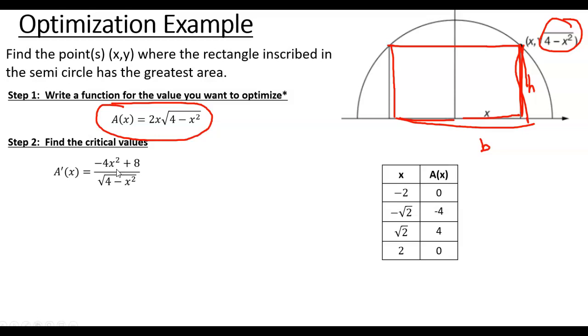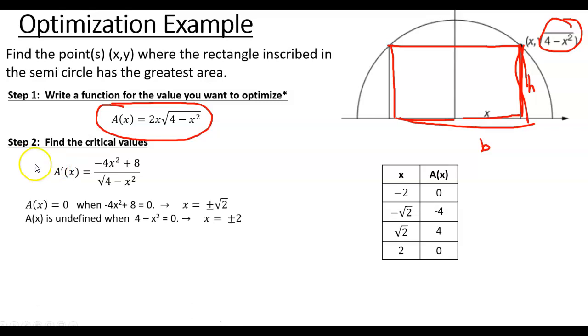I did that. It would take some time to get to this answer. You would have to do a product rule, and after you do the product rule, you'd have to make common denominators. But I'm going to skip all that work for now. I'm just going to say, okay, find the derivative. There it is. Step two, find where it's 0 and undefined.